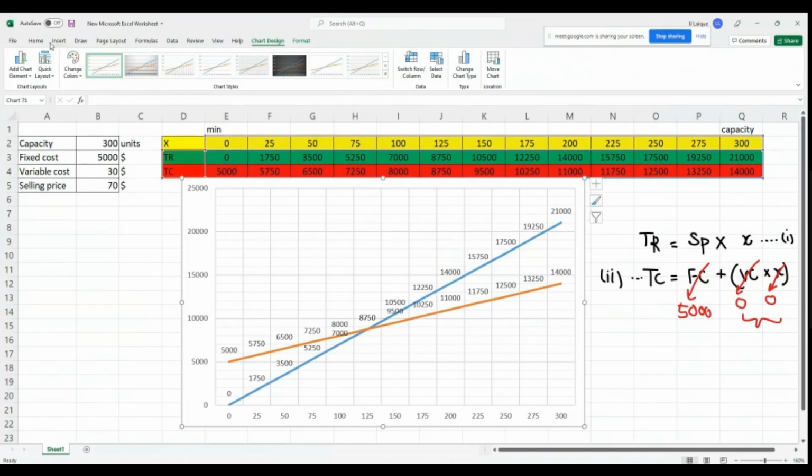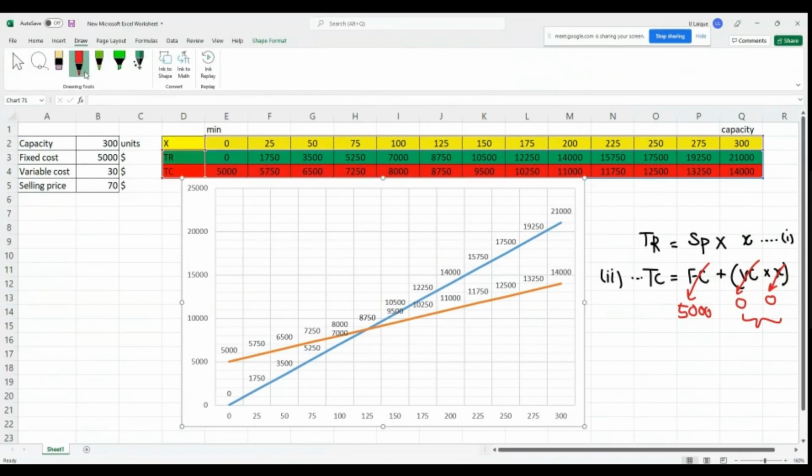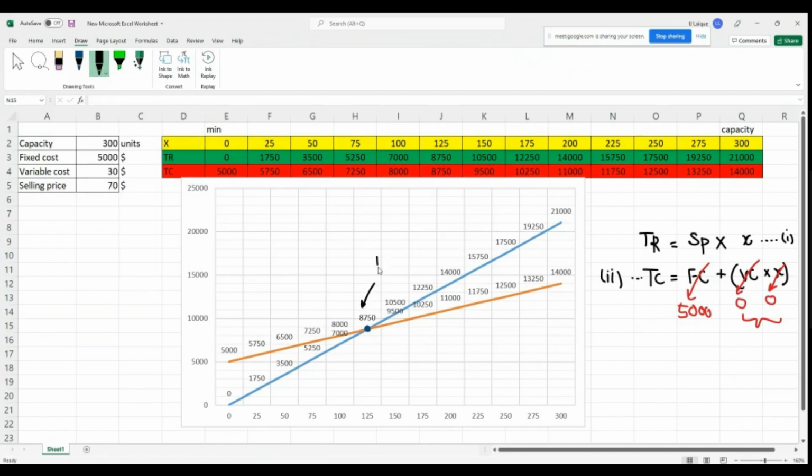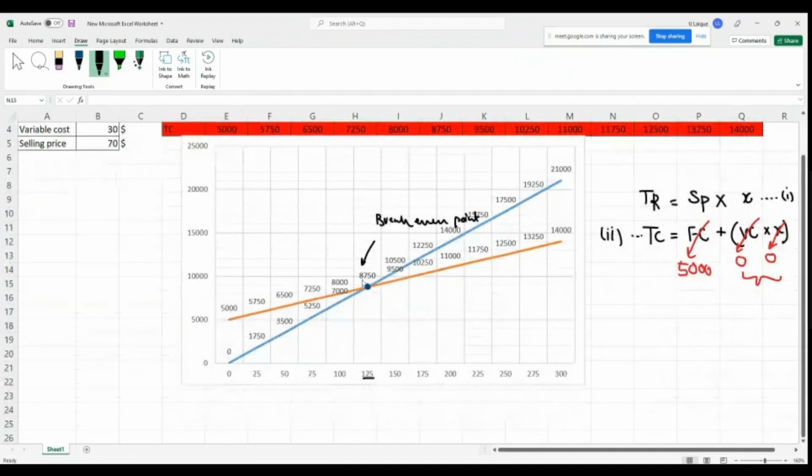Now, this particular point right here, where the two curves, the total cost and the total revenue lines on the graph, intersect, is what we call the break-even point. So this is the break-even point. And at this particular unit, the quantity produced and sold is basically equal to 125, where the total cost and the total revenue equal 8,755.